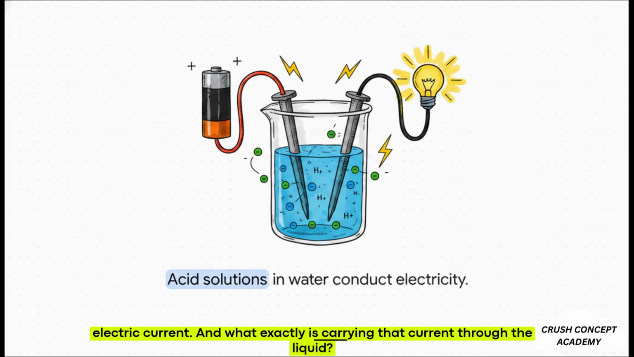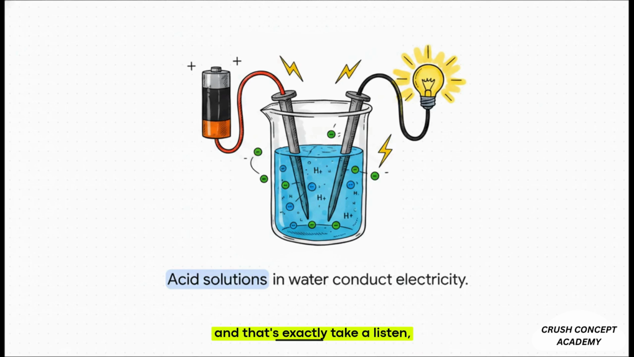And what exactly is carrying that current through the liquid? It's those hydrogen ions we talked about earlier separating out in the water. Acids produce these ions in aqueous solutions, and that's exactly what allows electricity to pass right through.